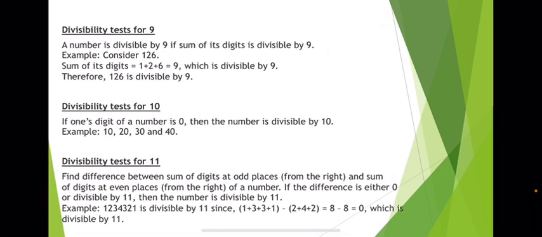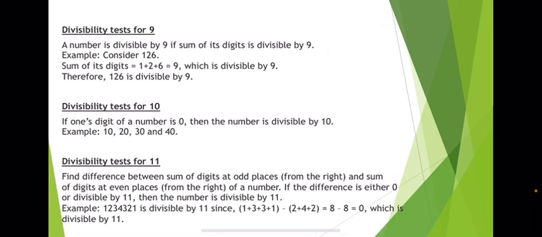Now let us move towards the divisibility test for 10. If the one's digit of the number is 0, then the number is divisible by 10. For example, 10, 20, 30, 40 and so on.